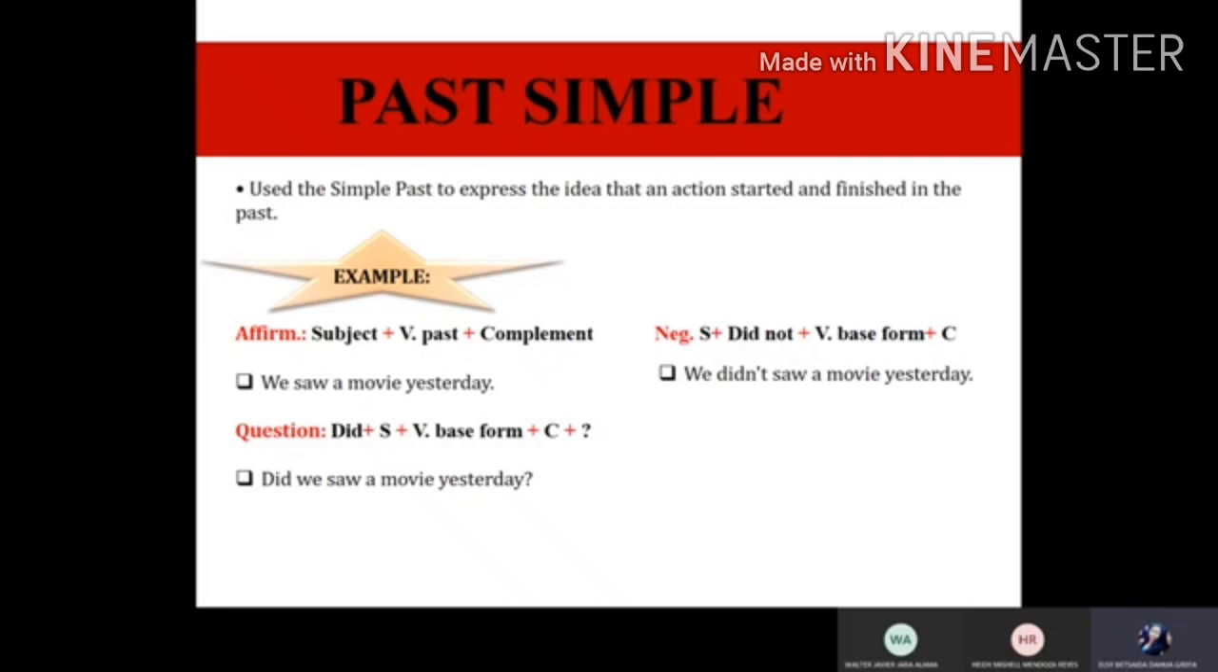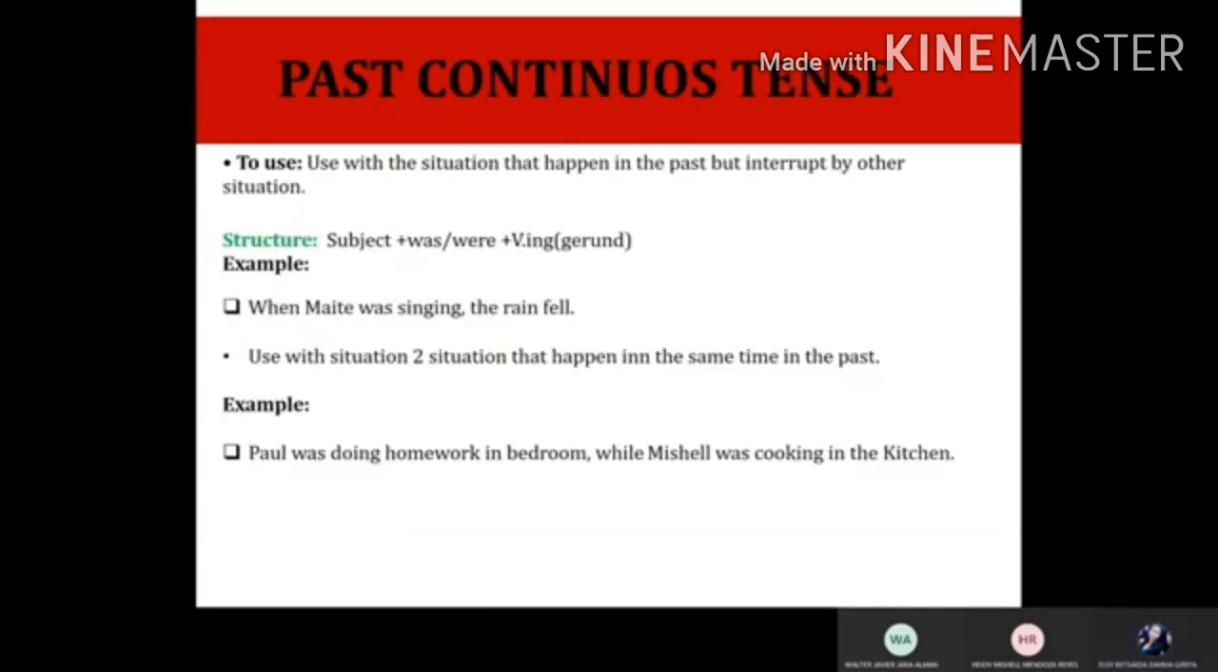In negative, we didn't see a movie yesterday. In question, did we see a movie yesterday? Past continuous tense. We use it when a situation was happening in the past but was interrupted by another situation.